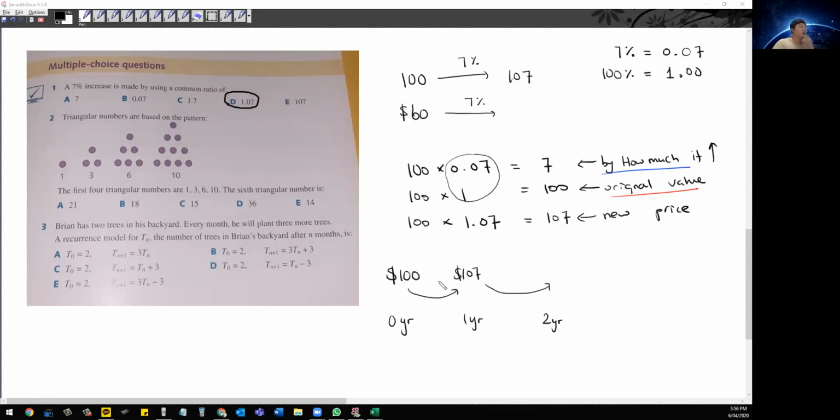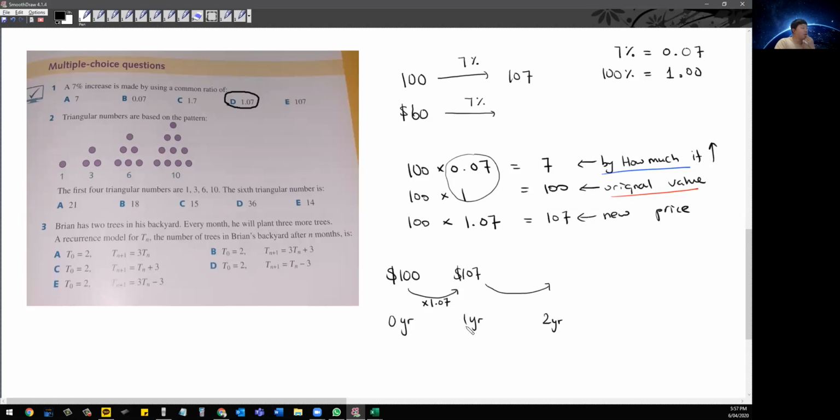So it's not that complicated. When $100 grows by 7%, then we multiply by 1.07. So 100 times 1.07 is equal to 107. Now, if you multiply again by 1.07, so if it was simple interest, let me just tell you something.